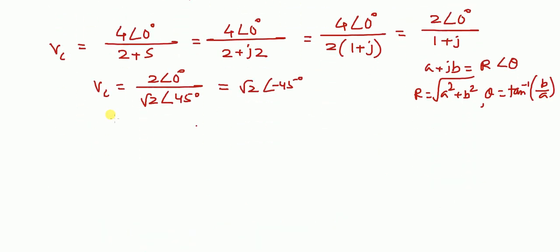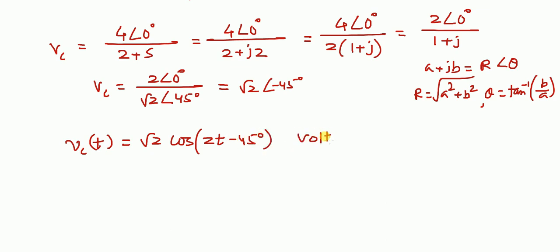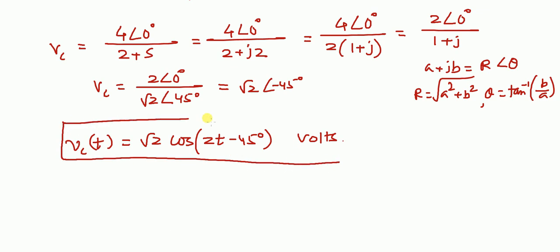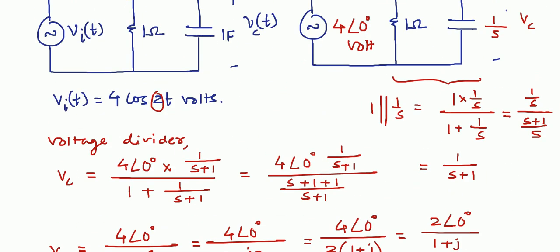Now we will write this voltage in time domain. So this will be root 2 cos(omega t, omega is 2, so 2t, and the angle is minus 45 degree) volts. So that's how we find the sinusoidal steady state response of circuit. Here I have used voltage divider rule.